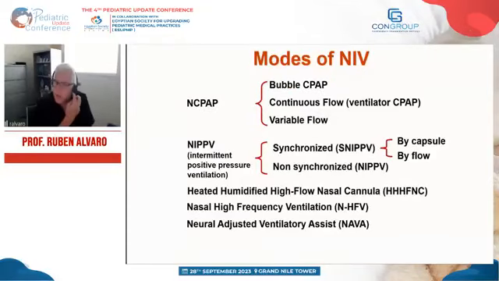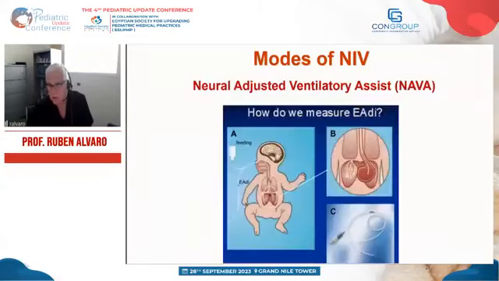There's a new mode, a fancy mode called NAVA, or neurally adjusted ventilatory assist, that has been in the market for some time now. There's still a lot of research being done with NAVA. It's a very expensive proposition. It requires a lot of training to use it properly. Basically what it does is allow a full synchronization between inspiration, expiration, and also the amount of support the baby needs from the machine.